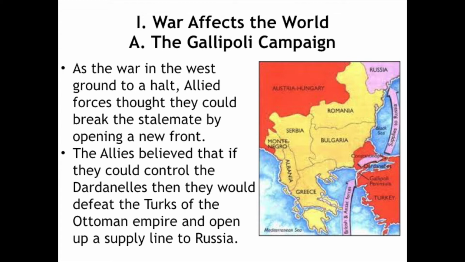What this would do was open up a supply line to the backside of the Russian line, where the Russians could actually get guns and ammunition to their soldiers, and be formidable against the Germans. It would also cut the Ottoman Empire off from the Austro-Hungarian Empire, isolating the Ottomans, and hopefully isolating the Austro-Hungarians as well. So this would be the major focus of the warfare.